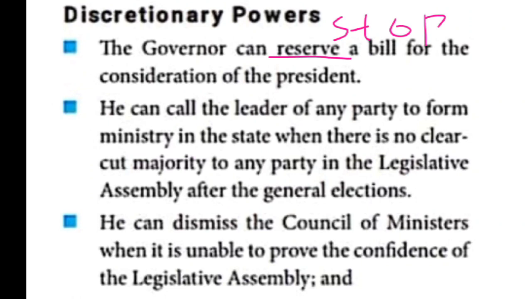If there is no clear-cut majority to any party in the state legislative assembly, the governor has the power to call the leader of any party to form the ministry in the state. If no one proves a clear-cut majority, the governor has the power to call any party leader to form the ministry in the state. So that only it is given, children.